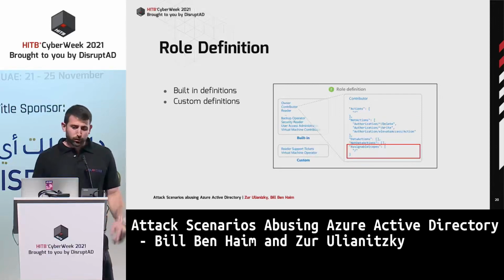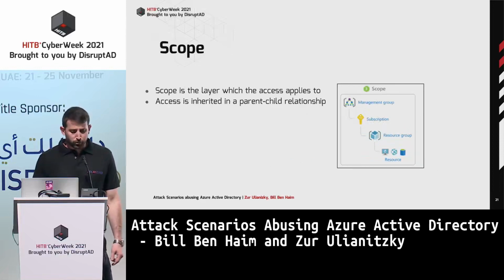And we will better understand it now. So what are the scopes? If you remember, we talked about the different layers within the resource manager. So each one of those layers represents a different scope. And actually, access is inherited in a parent-child relationship. So when we assign permission on the management group, it's going to propagate all the way down to the subscriptions, resource groups, and finally the resources that are within that scope.